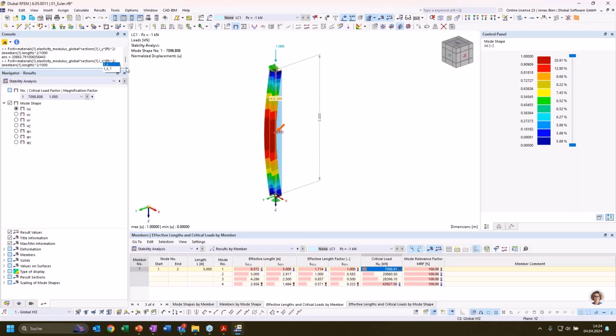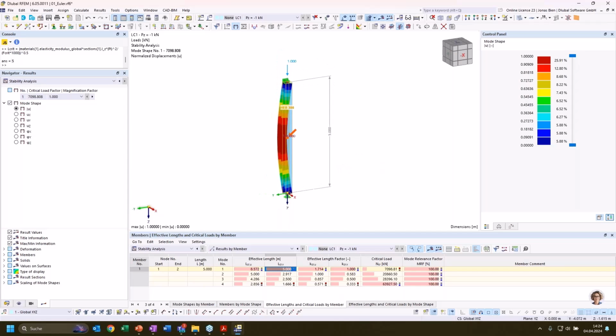Now, if we want to have the buckling length for buckling around the weak axis, I again evaluate the F crit formula with the moment of inertia for the weak axis, and now I can calculate L crit with this F crit value. What I get from the formula is a length of 5 meters, and that's exactly what we get here as an effective length for buckling around the weak axis.